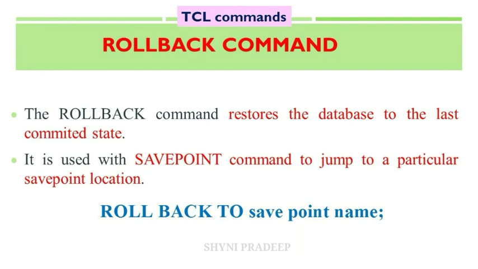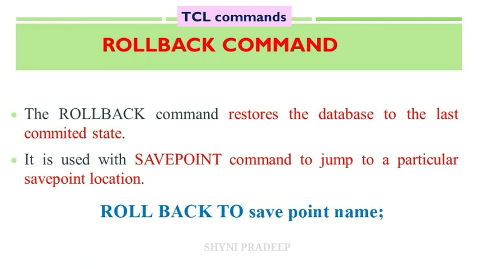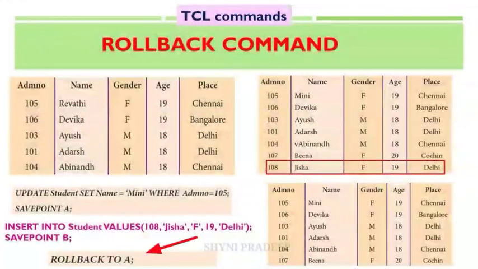This command restores the database to the last committed state. It is used with the savepoint command to jump to a particular savepoint location. Its syntax is rollback to savepoint name. This rollback command is used with the savepoint command. Okay. See here, rollback to A.